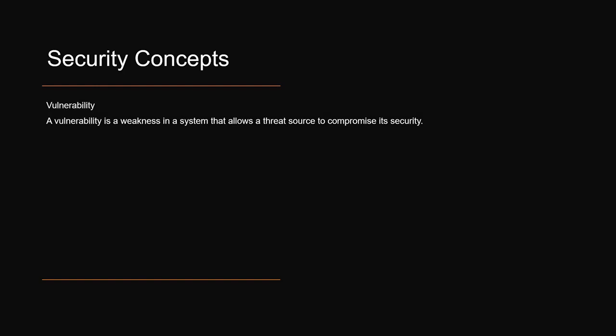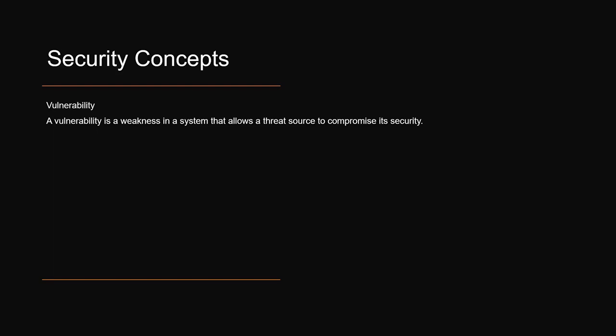A vulnerability is a weakness in a system that allows a threat source to compromise its security. A vulnerability in the context of computer security and software refers to a weakness or a flaw in the system, application, or a network that can be exploited by the attackers in order to compromise the security of the system. They can use this to gain unauthorized access, or they can cause other undesirable outcomes. Vulnerabilities can exist in various components of a system, including software code, hardware configurations, or even in human behavior.